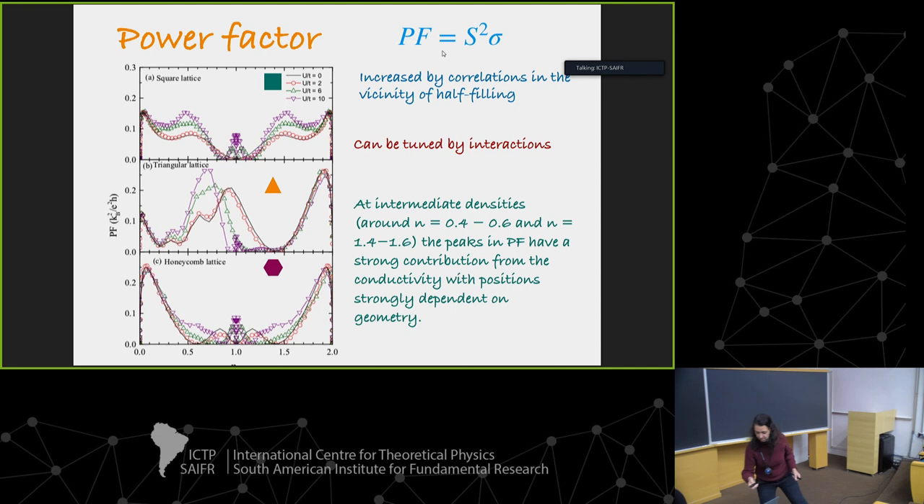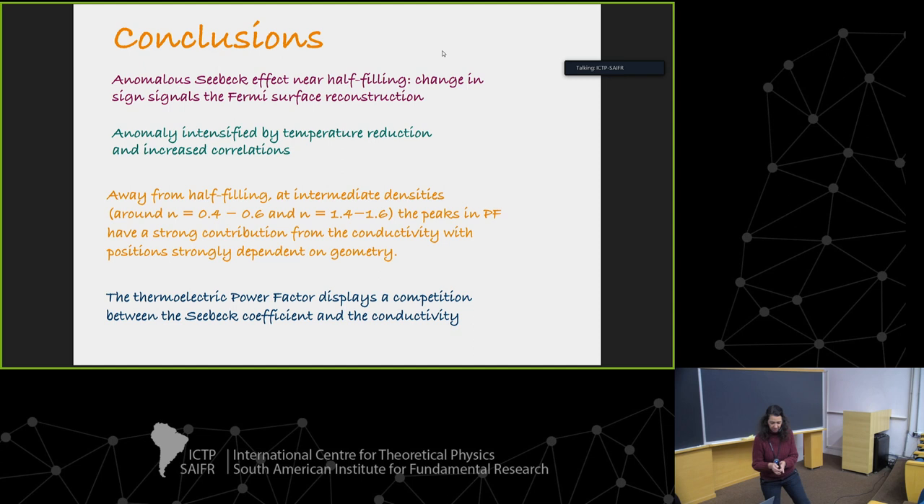So I come to the conclusions faster than I thought. The anomalous Seebeck coefficient near half filling has a changing sign which is related to the Fermi surface reconstruction. These anomalies are intensified both by temperature reduction and by increasing correlations. Away from half filling and at intermediate densities, we see peaks in the power factor that have strong contributions both from the conductivity and are strongly dependent on geometry. And the thermoelectric power factor displays a competition between the Seebeck coefficient and conductivity.